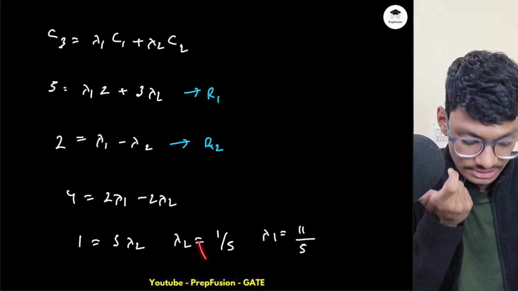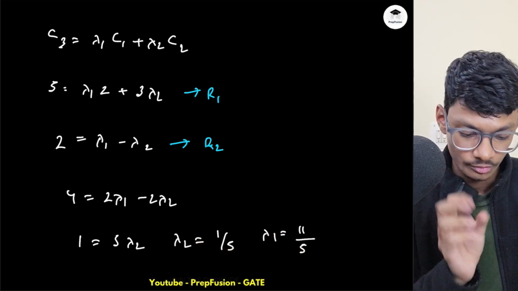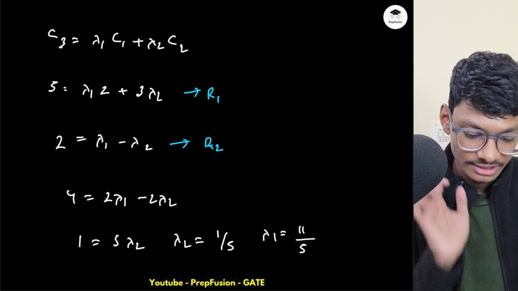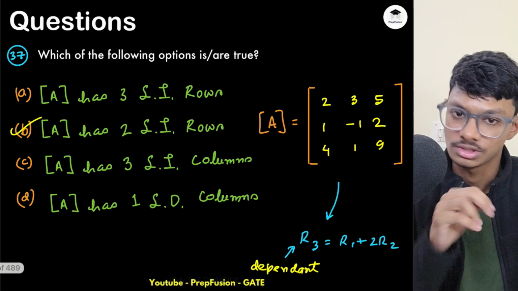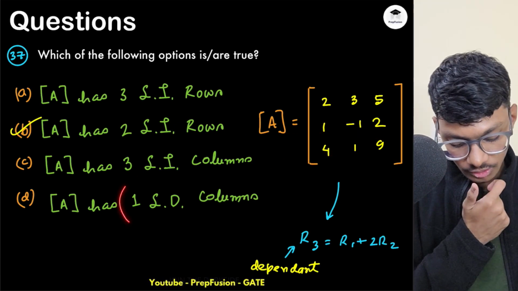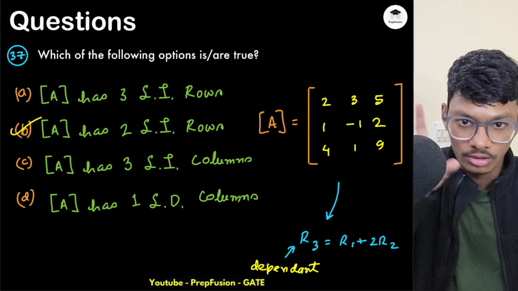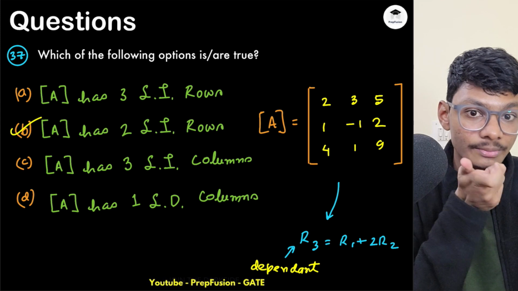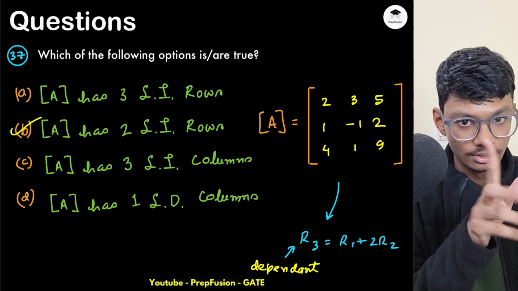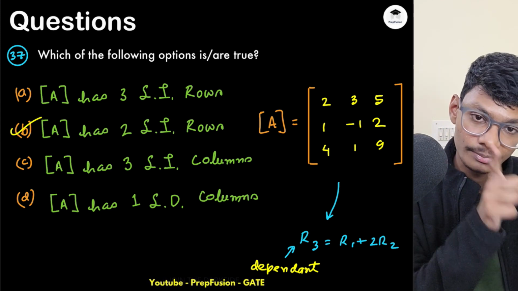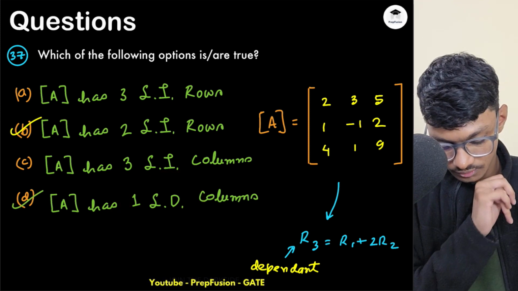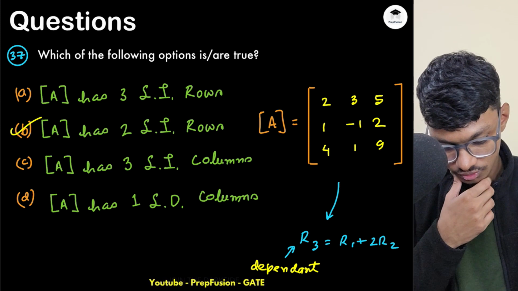So obviously you won't be able to do it with observation. 1 by 5 and 11 by 5, how will you understand? This is very difficult, right? That's why you do it through rows or columns. One of them you find out and you check that the other one, the column relation, will be valid. So if there are two linearly independent rows, then how many dependent rows are there? 1. So the number of linearly dependent columns will also be 1 here. So these two are true over here.